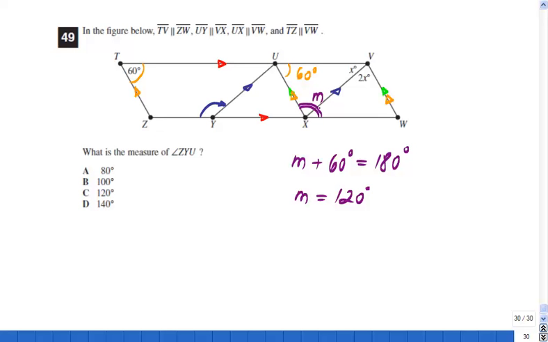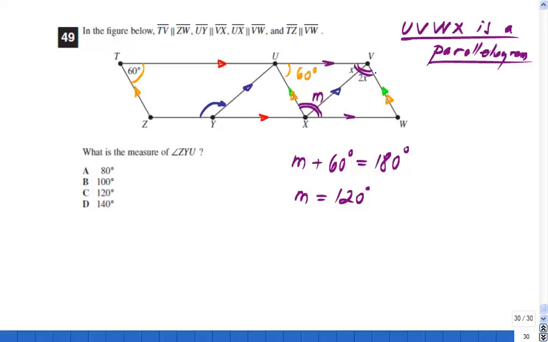Now, this angle here, or if you want UVWX, UVWX is what? Let's see, UV is parallel to XW, because TV and ZW are parallel, so this one is parallel to that one, and UX is parallel to VW. That's a parallelogram. Okay, and in a parallelogram, the opposite angles are congruent. So this angle here is actually congruent to angle M.